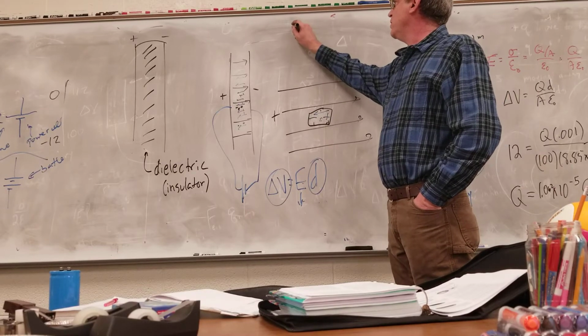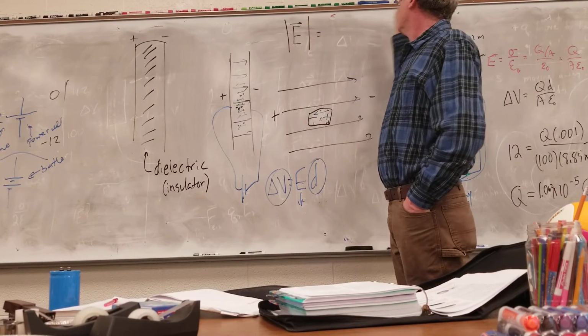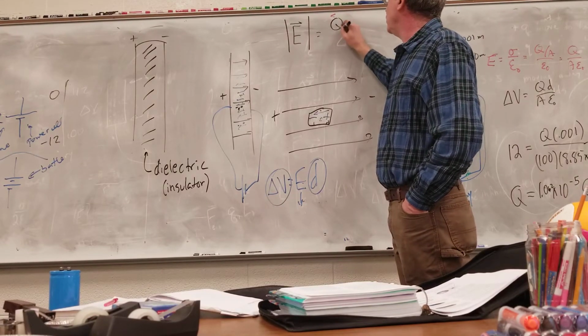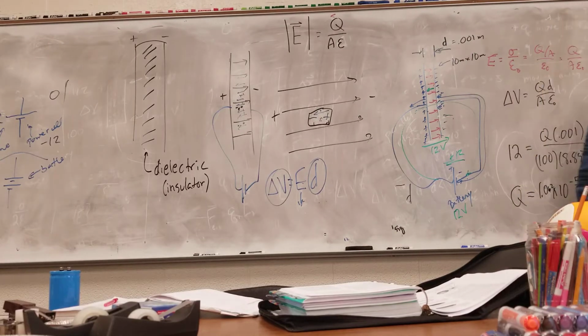And so when there is a dielectric, our equation, based on that over there, becomes Q over A epsilon. There's now a permittivity of the dielectric.